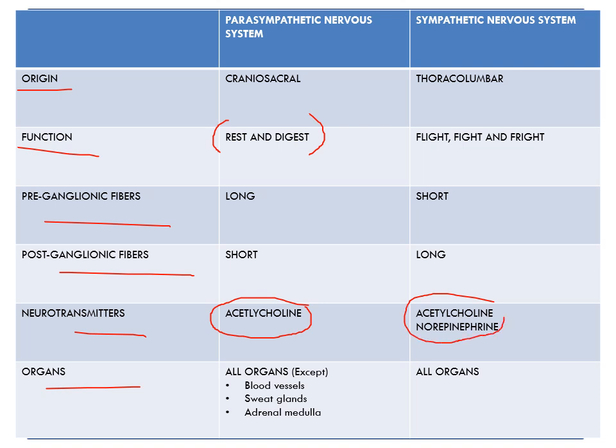And then finally, the organs that they innervate also tend to differ. Although the majority of organs in the body are dually innervated, like I said initially, the sympathetic nervous system tends to innervate all organs. The parasympathetic nervous system innervates most organs except a few other tissues, like the blood vessels, the sweat glands, and the adrenal medulla. The blood vessels and the sweat glands are typically solely innervated by the sympathetic nervous system.